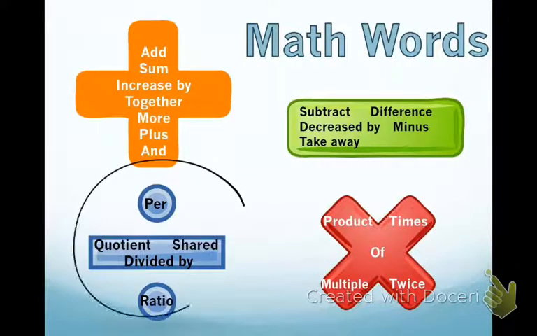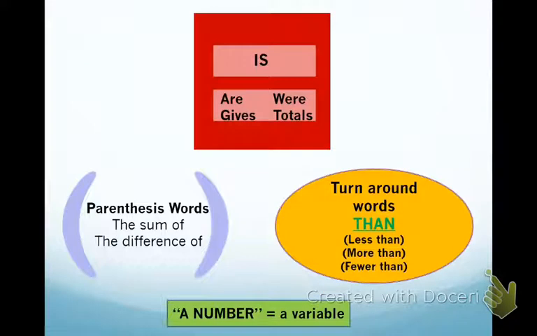And then there's some words over here, per, quotient, share, divided by, and ratio. Those will be different words that we use whenever we are dividing things. Then you can see toward the bottom of your paper, there's some different things that we've got for is, are, gives, were, totals. These are all going to be equals, okay?